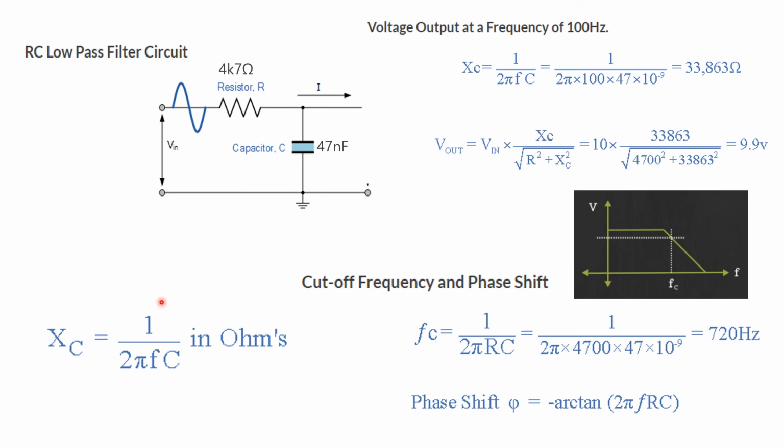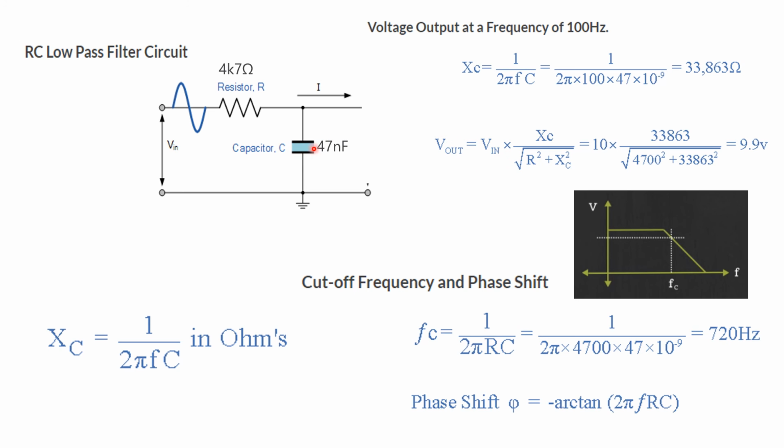So first of all, Xc is equal to nothing but 1 by 2 pi Fc. This is the normal formula we have studied in 9th, 10th classes. So let's consider I am taking the resistor value as 4.7 kilo ohm and the capacitor as 47 nanofarad. So Xc I am getting somewhere around 33k. Then what will the V out be?